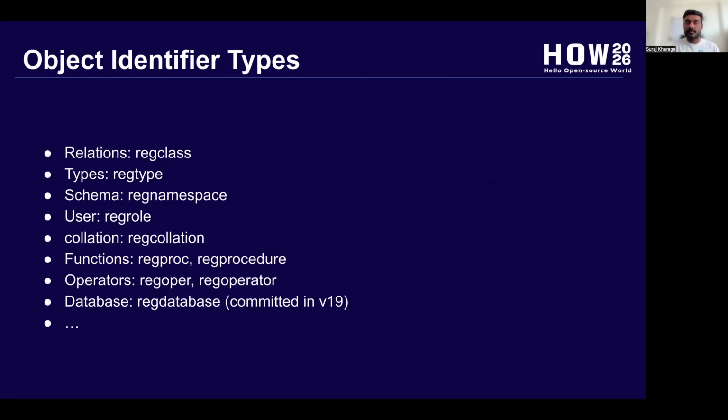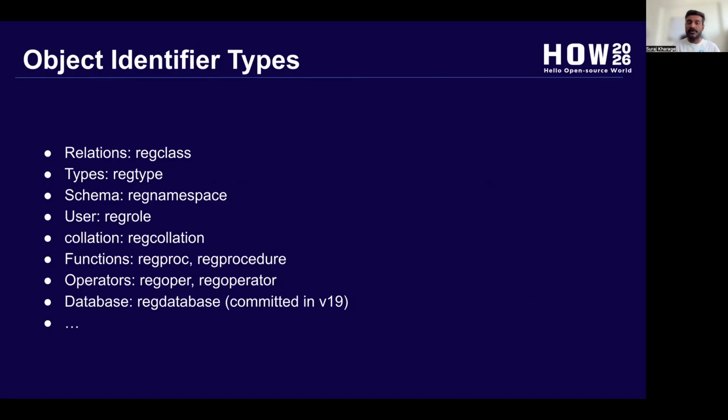So I have mentioned a few of the object identifier types here. For relations, we have regclass. For types, we have regtype. For schemas, we have regnamespace. For users and collations, the names are self-explanatory: regrole and regcollation.